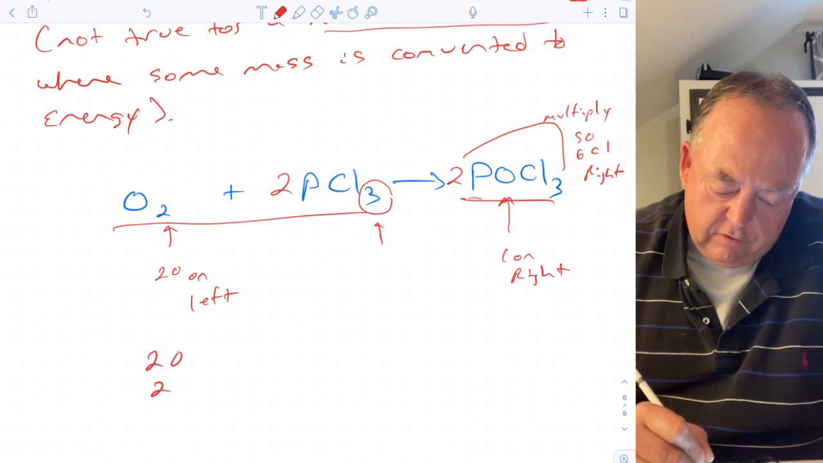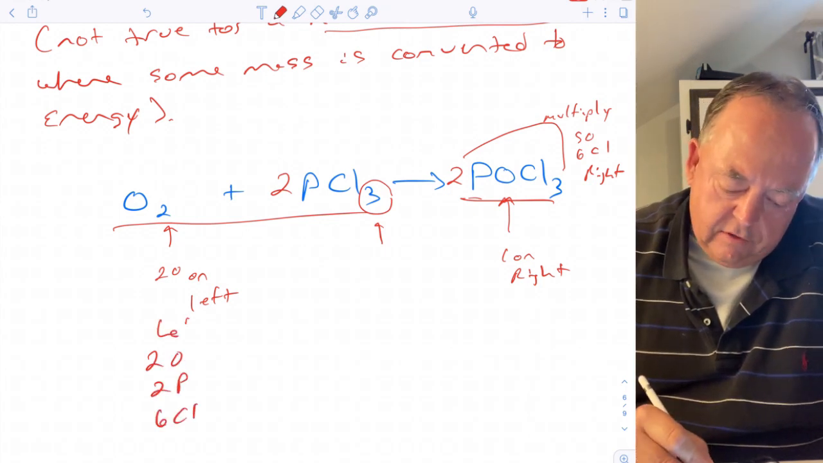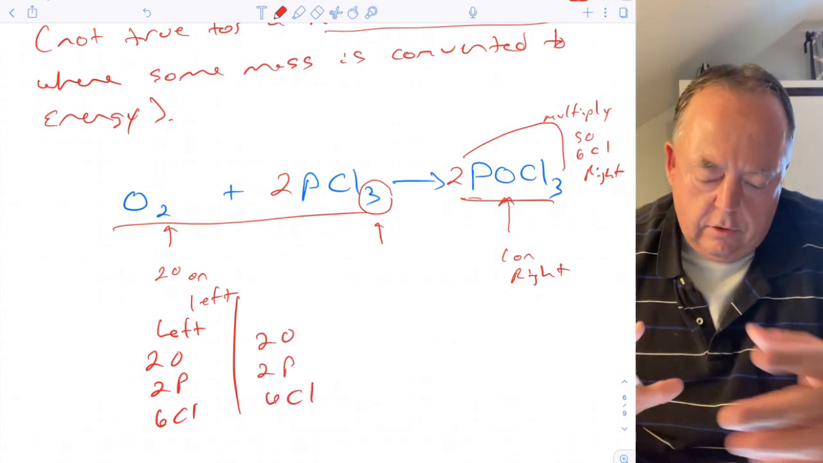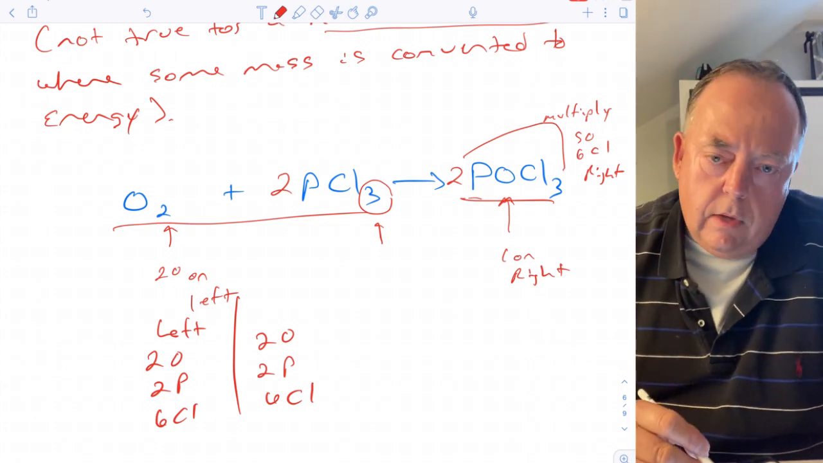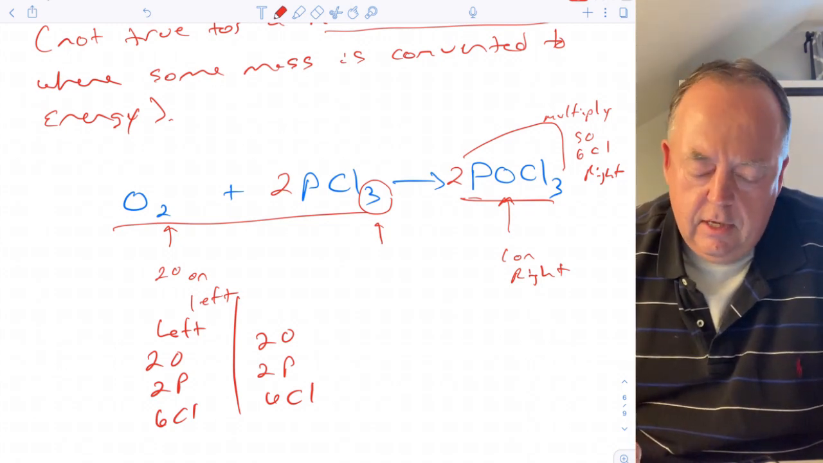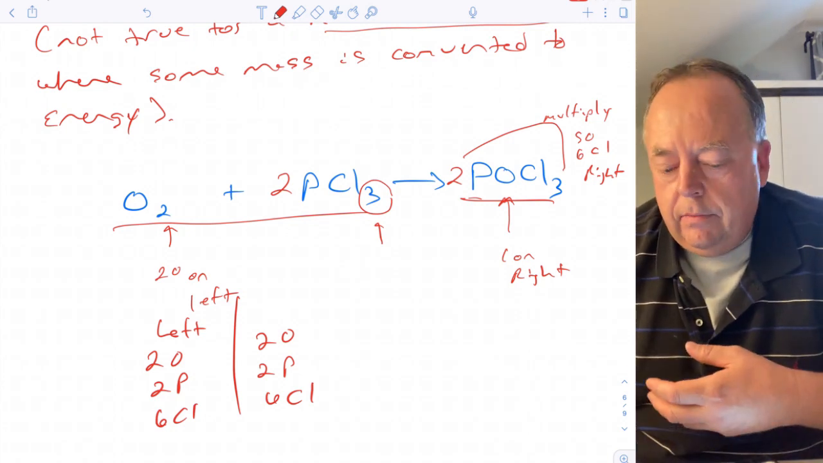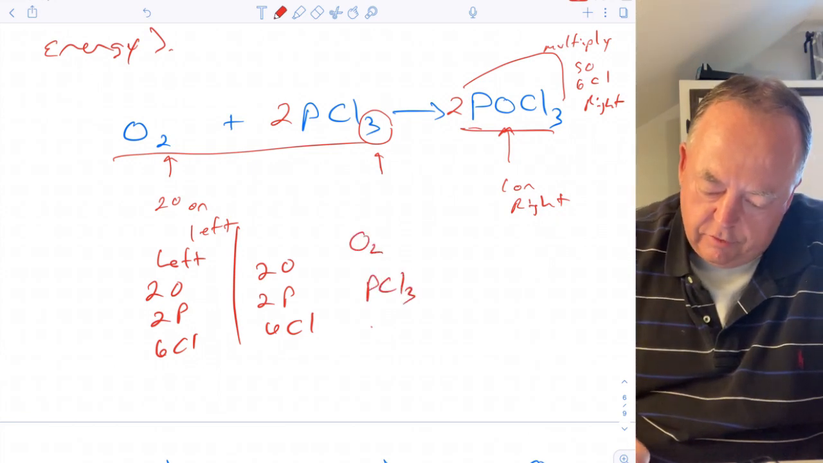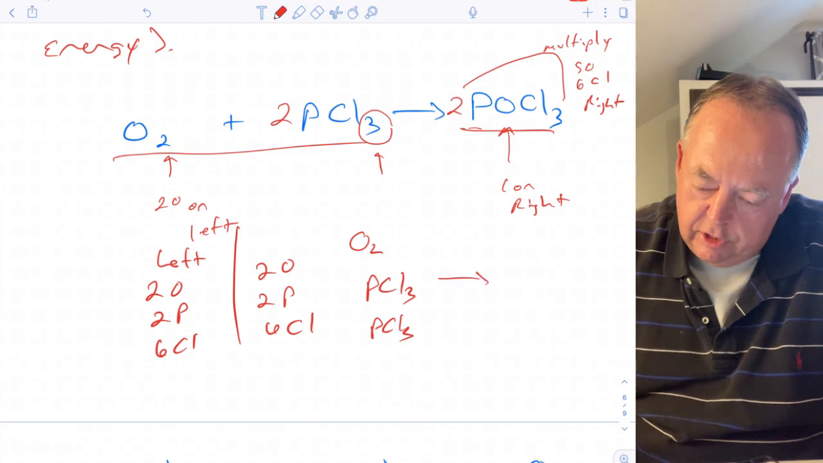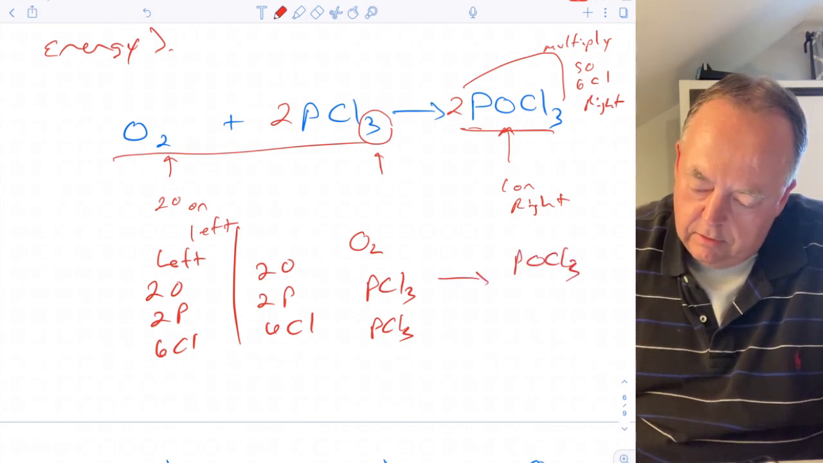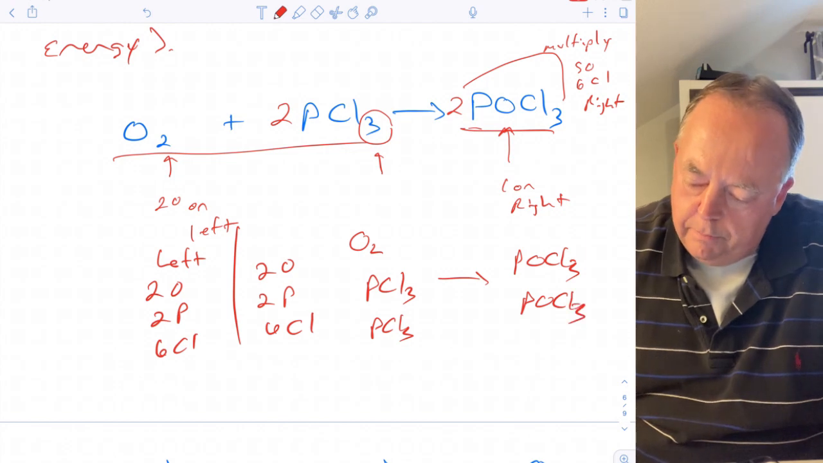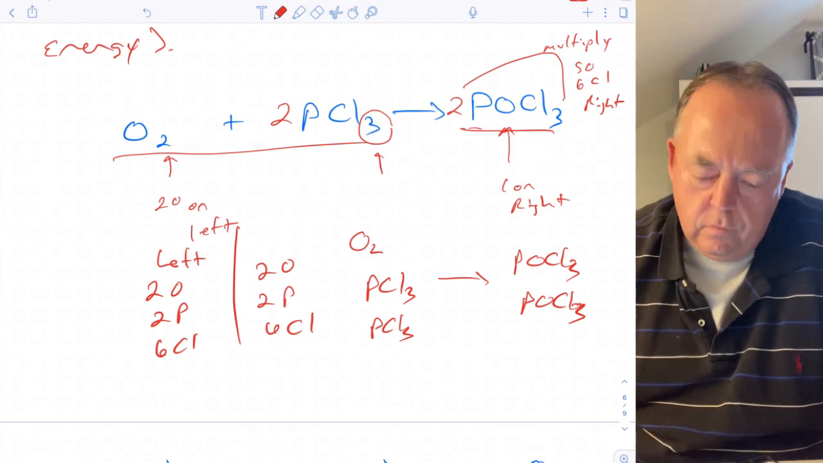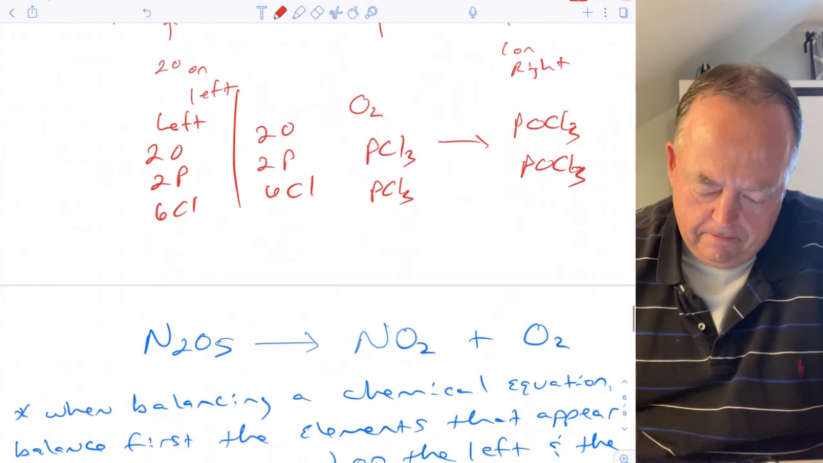You have 2 oxygens, you have 2 phosphorus, and you have 6 chlorines on the left. And you have 2 oxygens, 2 phosphorus, and 6 chlorines on the right. So that's a balanced chemical equation. So 1 O2 molecule, 2 PCl3 molecules react together to make 2 POCl3 molecules, right? So you have an O2, you have 2 PCl3s, and those react with each other to make 2 POCl3 molecules. So now you have the same number of elements on both sides of the arrow. Whatever went into the reaction came out of the reaction.